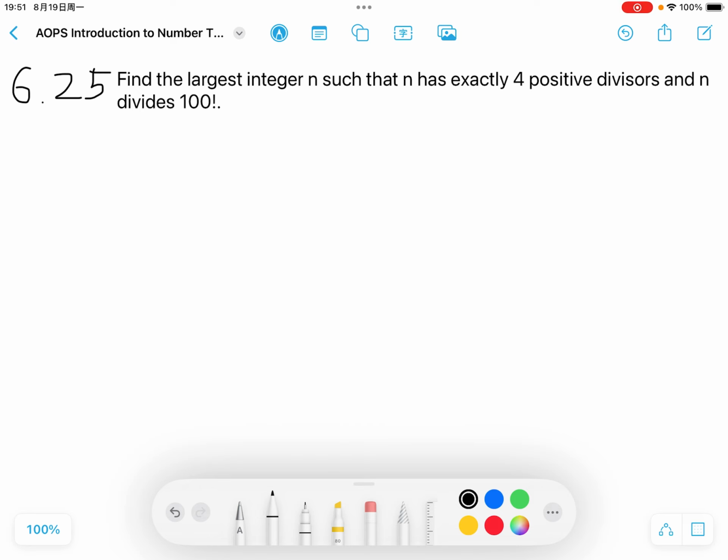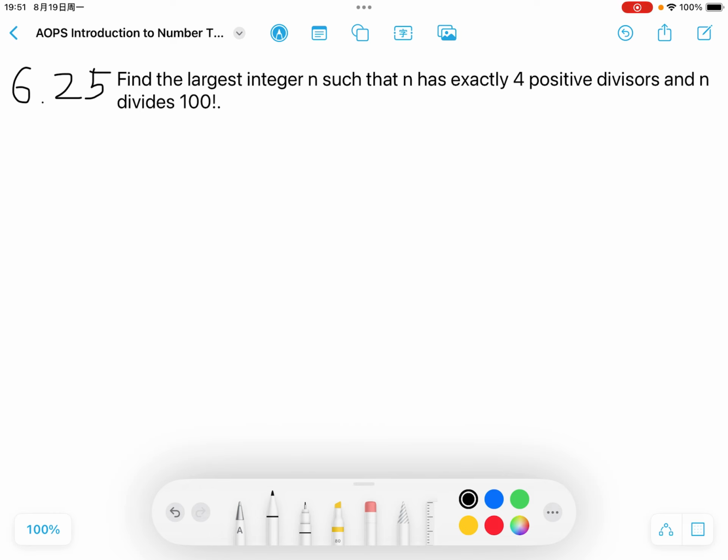So let's first try to understand this problem mathematically. Obviously, hopefully we understand every single word here, but we need to piece these words together and figure out the actual meaning. It says find the largest integer, the maximum integer. We get that, right? Then such that n has exactly 4 positive divisors. Exactly 4 positive divisors. Now this gives us 2 cases for n.